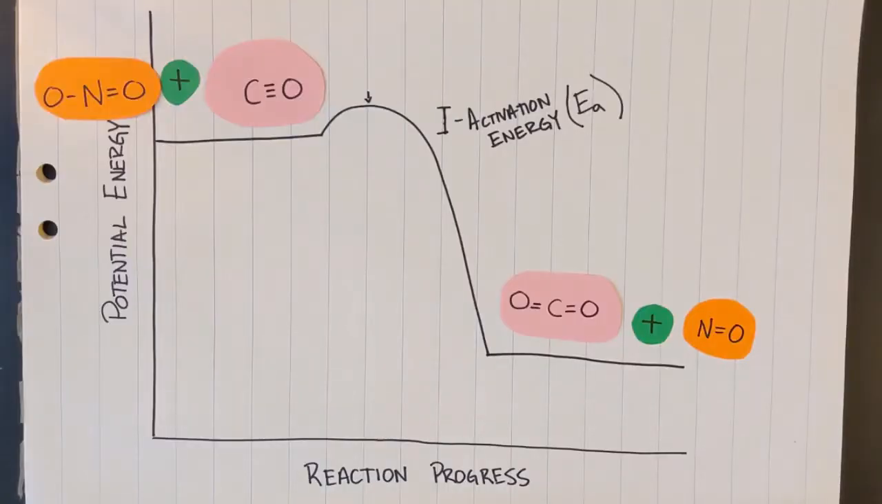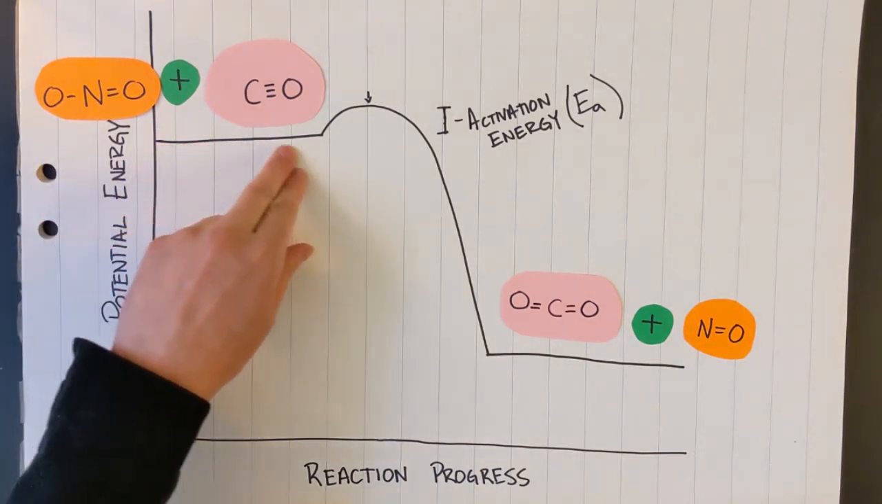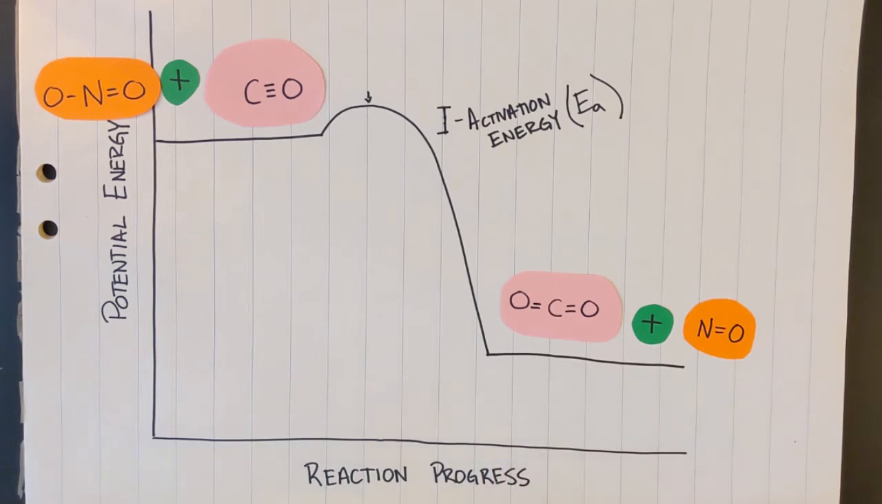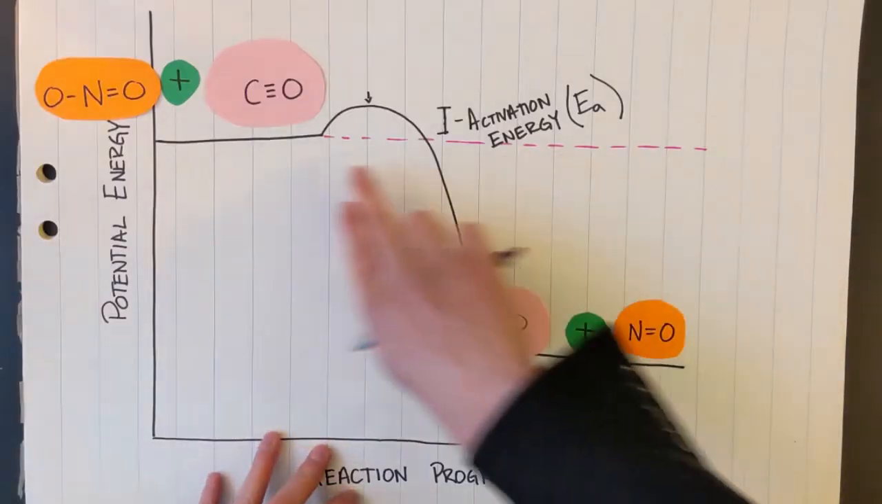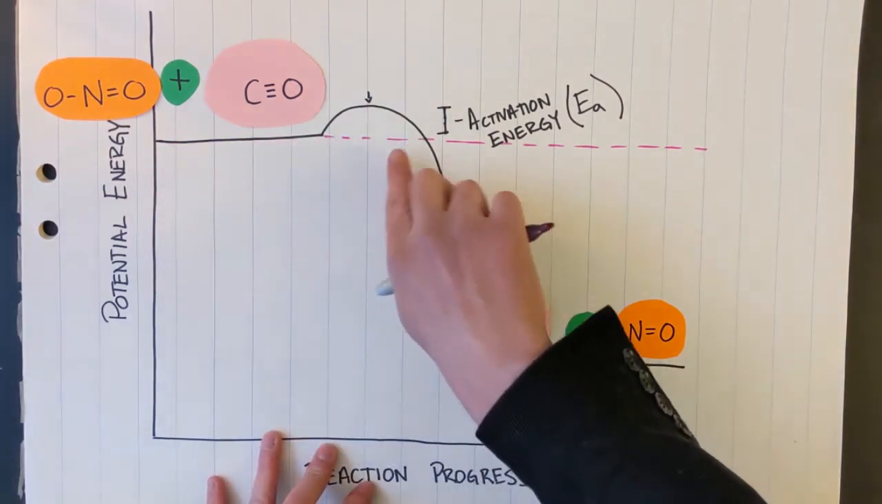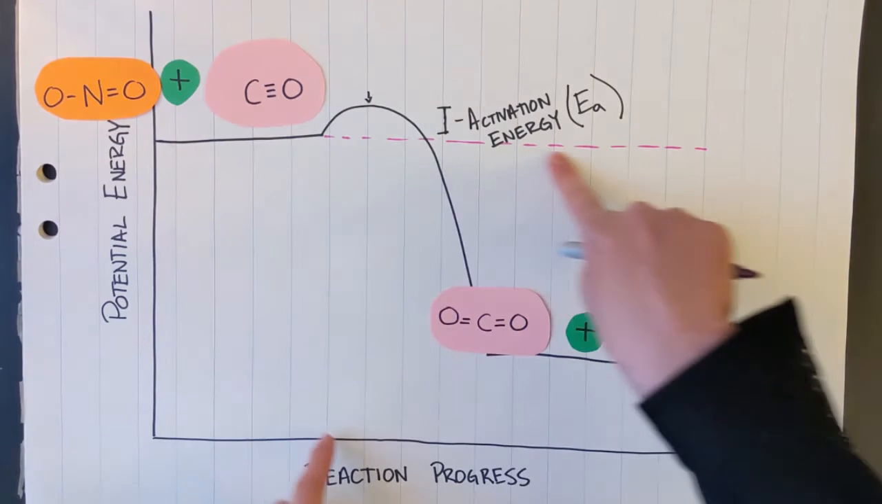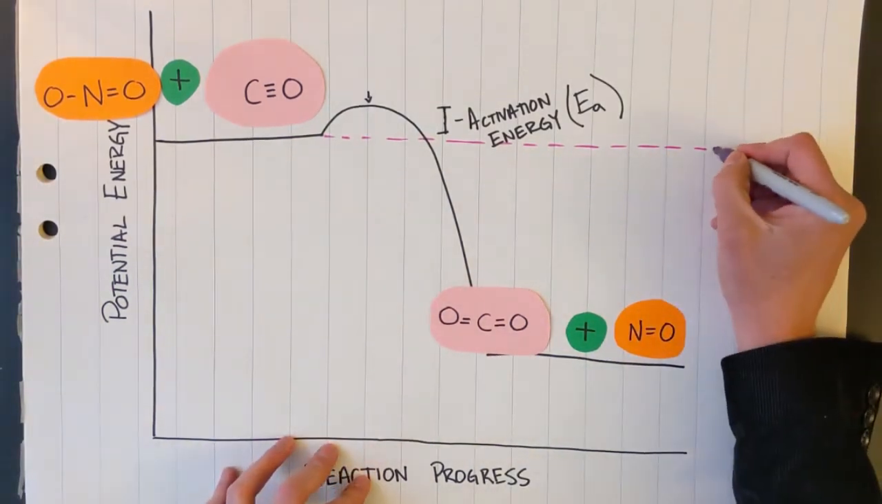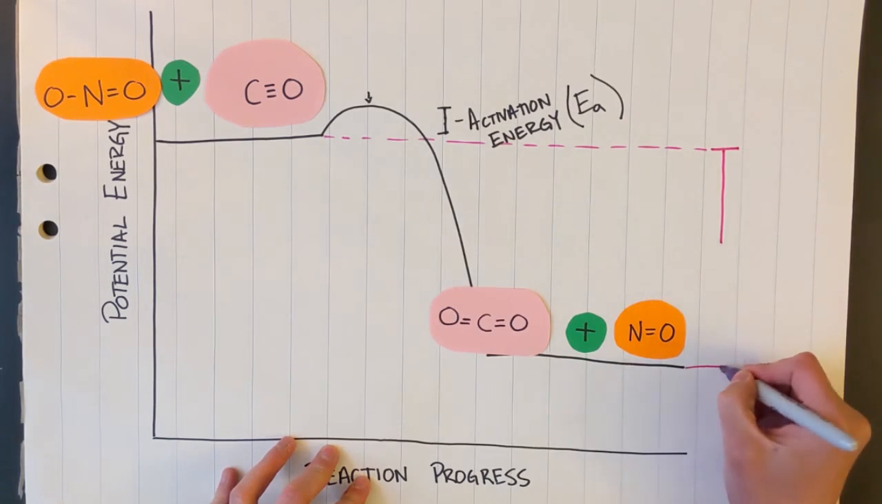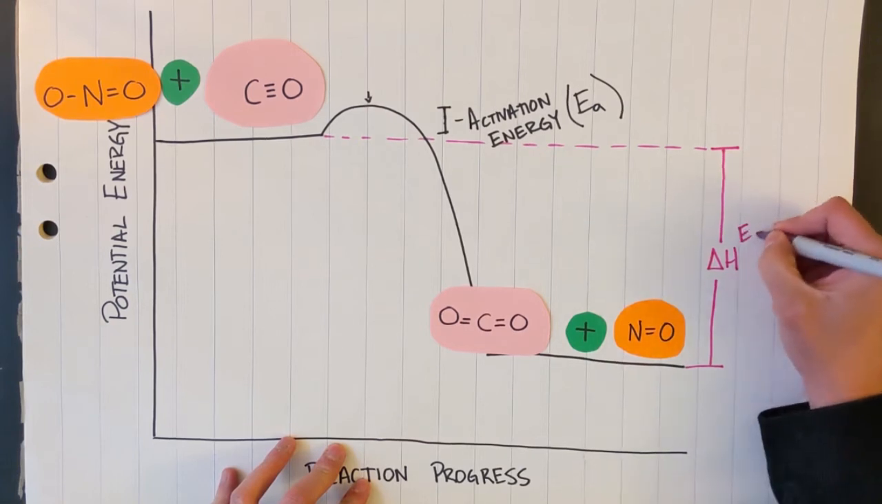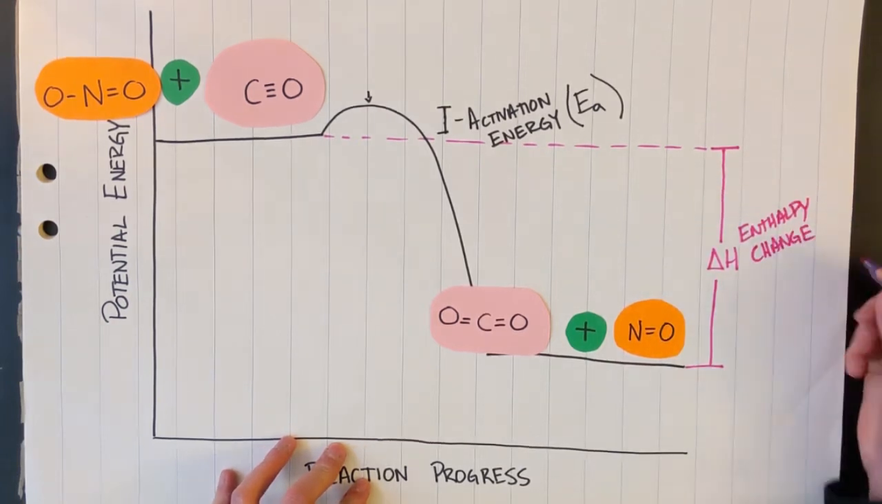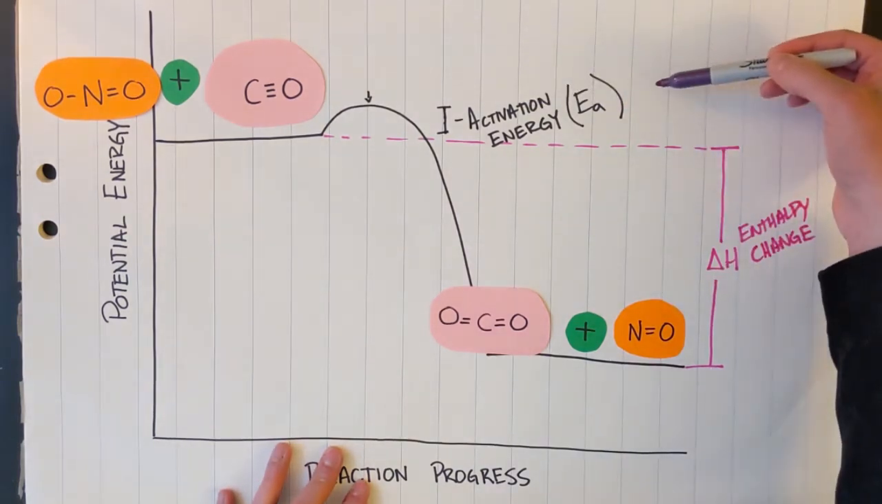Now, the enthalpy change of the reaction is still the difference in potential energy between the reactants here and the products here. The enthalpy change does not include the activation energy. So if I'm wanting to measure the enthalpy change of this reaction, I would be measuring the potential energy difference between the level of my reactants here and the level of my products here. So the enthalpy change is this difference here. This is my delta H, or the enthalpy change of the reaction. So notice it doesn't include the activation energy up here.